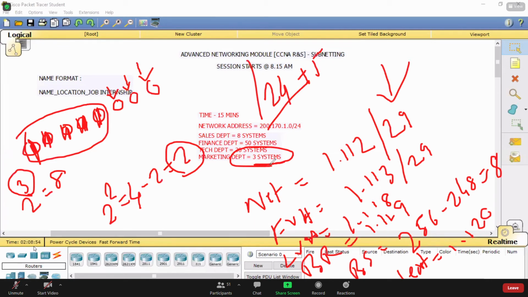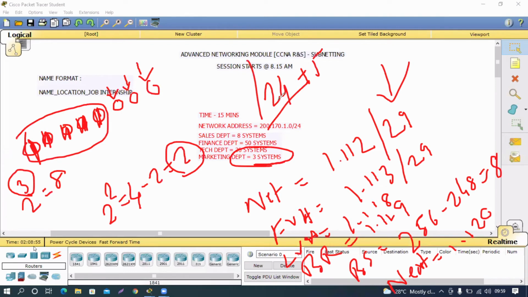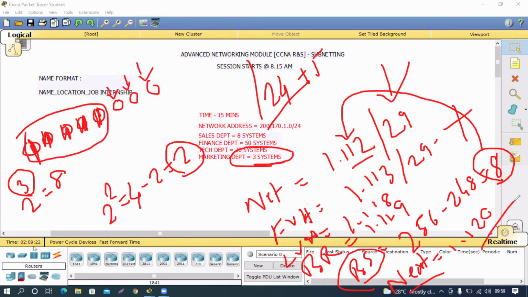Sir, can you explain how to find the next subnet address? Look at the block size. Sir, I know how to find block size. Yes. So this block size you have to add to the network. This is 112, right? Plus 8 becomes what? 120, right? Everyone understood? Yes, sir.